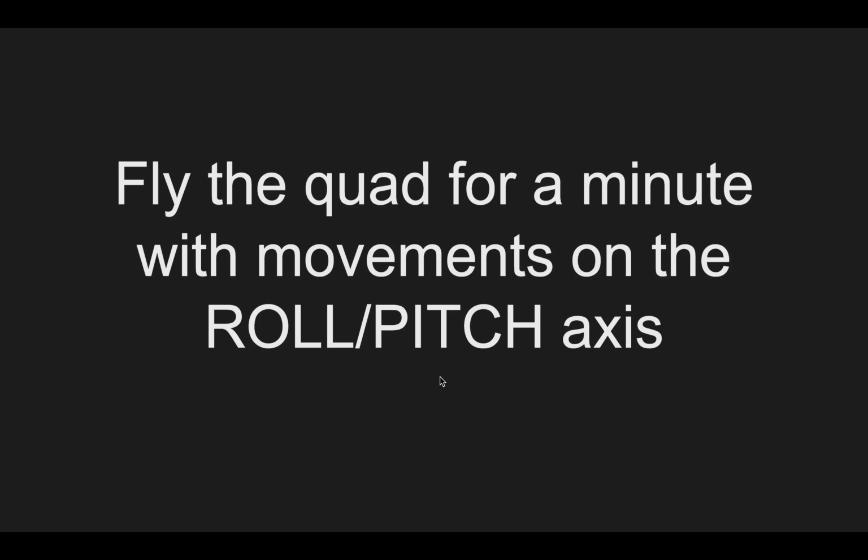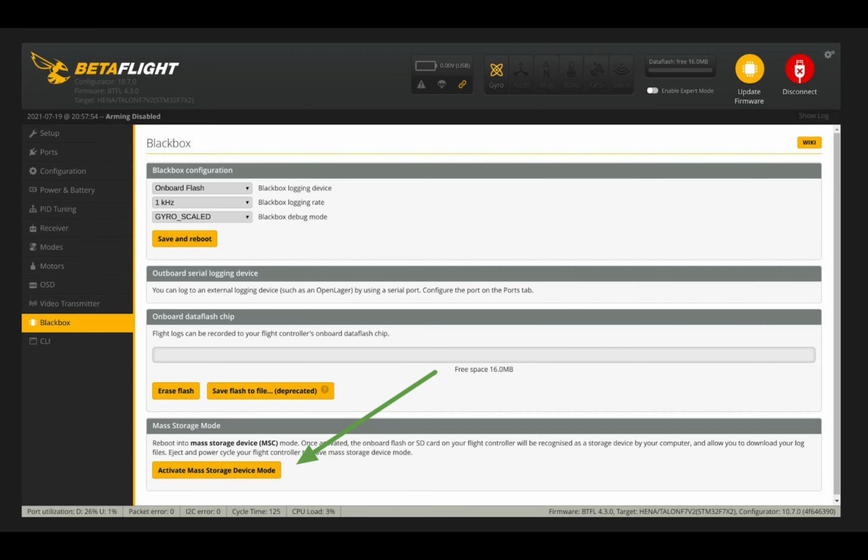Then, fly the quad and let it record some logs. 1 minute of flying is usually enough. You can use Brian White's basement tuning method, where you basically just hover the quad and quickly move your roll stick left and right. Do it for 1 minute. Then, plug in the quad to the computer. Enable black box mass storage mode. Then you can access the flight controller's black box just like a U-disk.